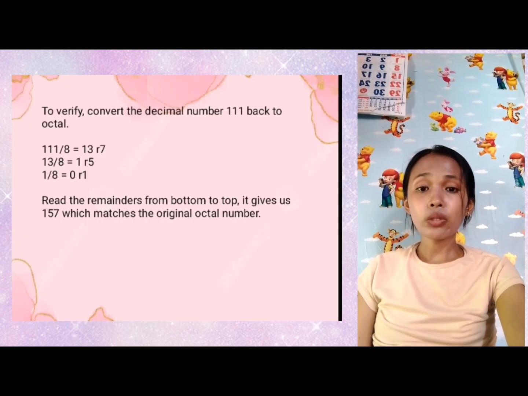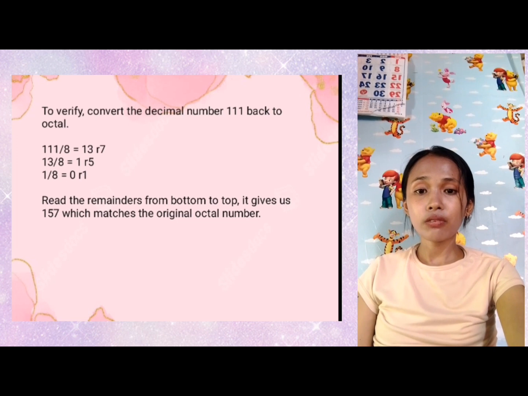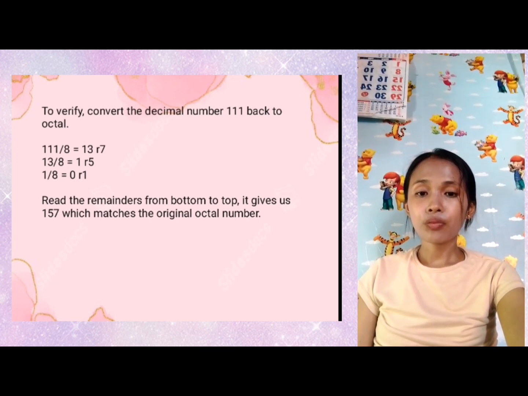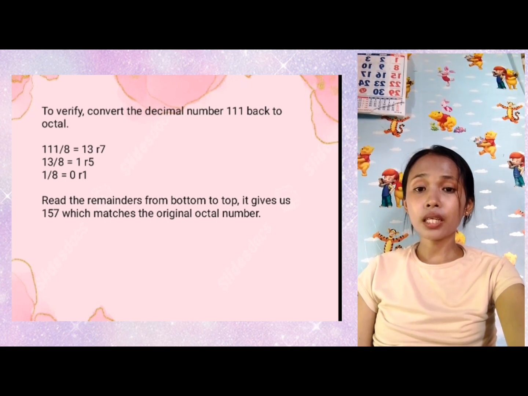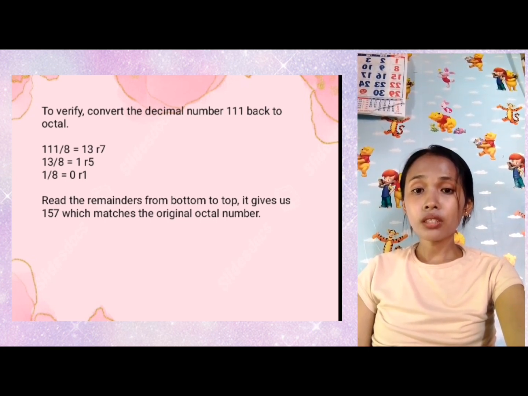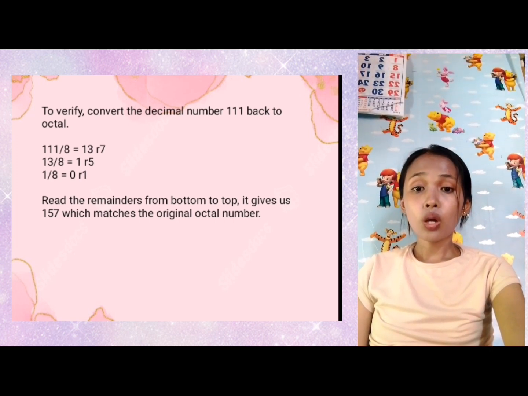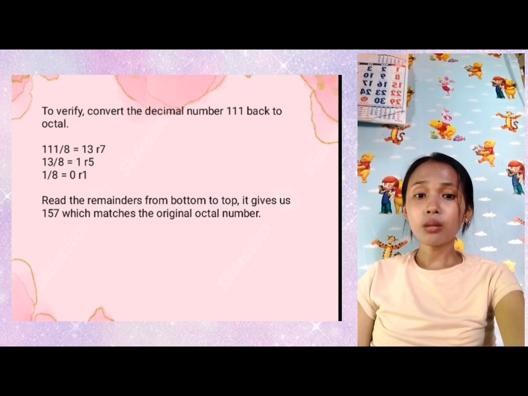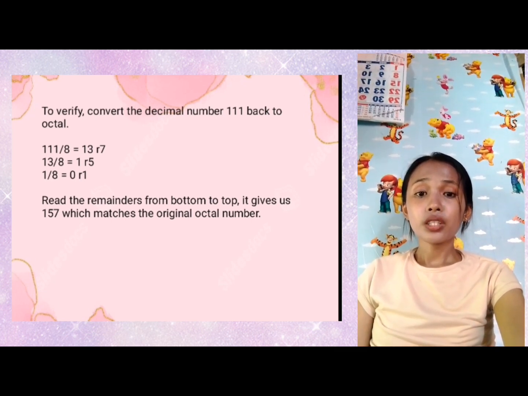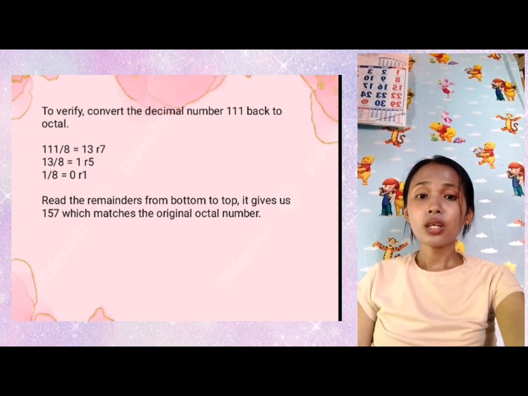To verify, we will convert the decimal number 111 back to octal by dividing it by 8. That will be 111 divided by 8 equals 13, remainder 7. 13 divided by 8 equals 1, remainder 5. And 1 divided by 8 equals 0, remainder 1. Read the number from bottom to top. It gives us 157, which matches the original octal number.